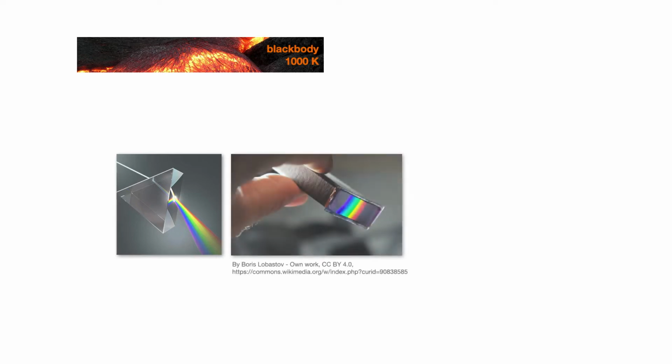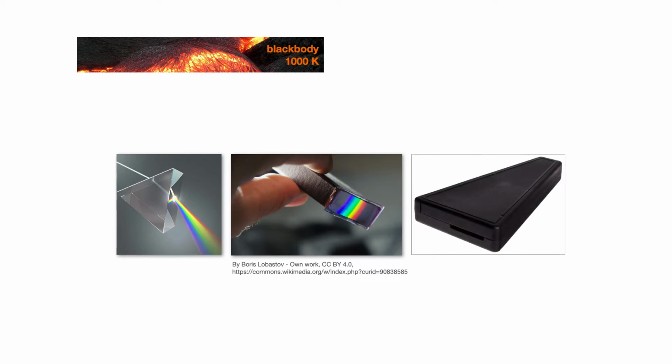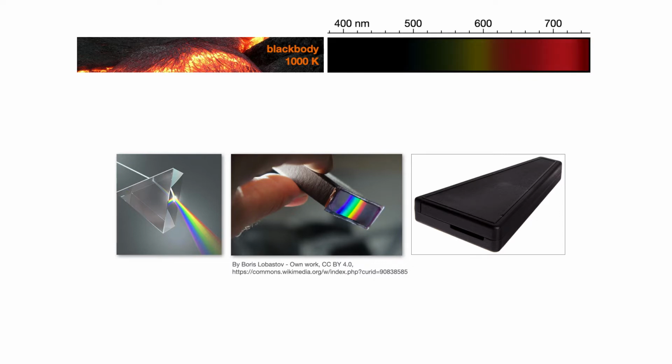You can take the light that's emitted by something like glowing lava at 1,000 kelvins and pass that light through a prism and split it up into its constituent colors. You can also reflect the light off of a diffraction surface, like the surface of a DVD, or use a diffraction grating, like in this spectroscope. Any of these devices will split the light emitted by hot lava up into a spectrum like this, where you can see a continuous pattern of colors emitted by this hot object.